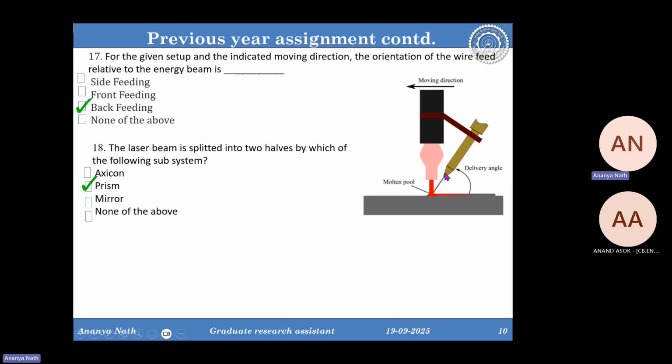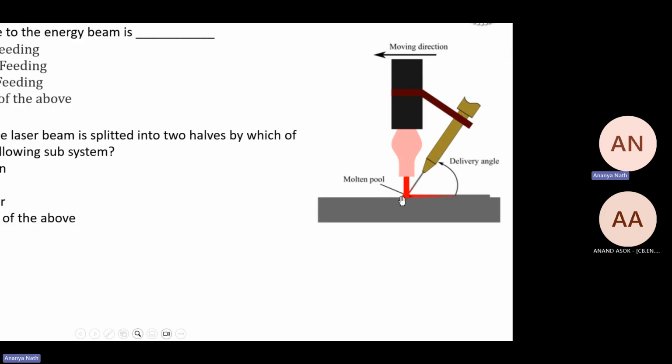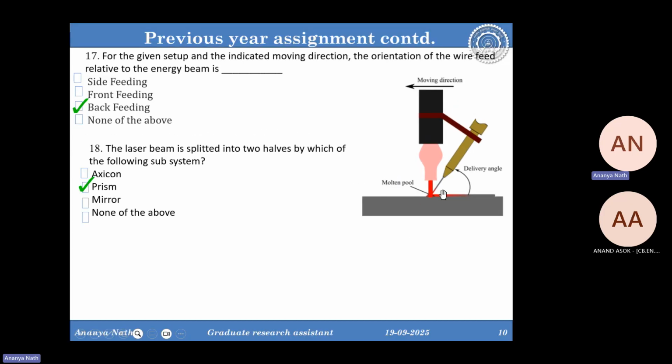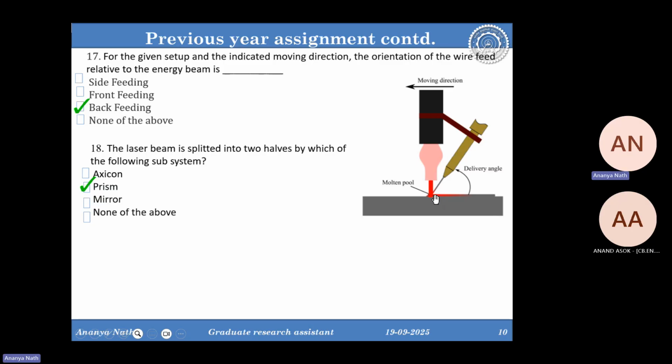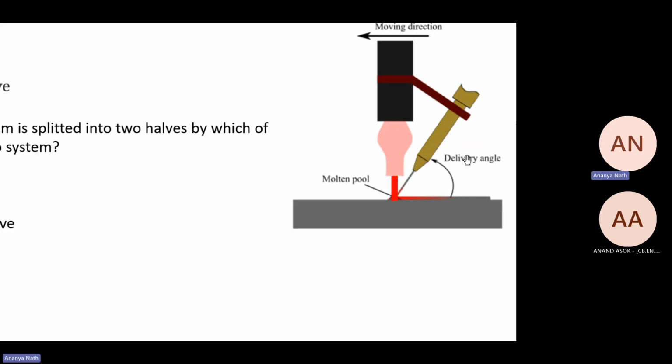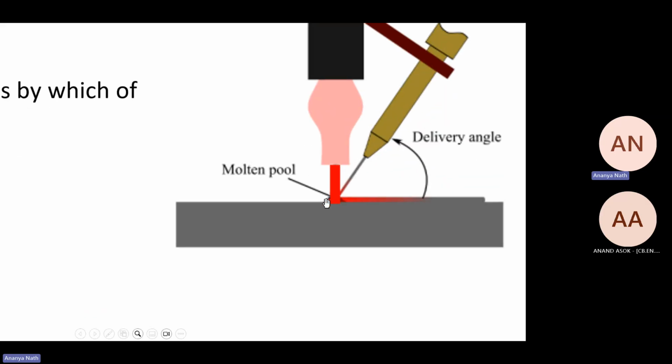So here, if you see the diagram carefully, the laser is the red one, which is coming at the front, and the wire is coming at the back. And from the back, I can see some melt pool is here. If you see carefully, the melt pool is behind the laser beam. In actual, you can see clearly that the wire is coming from the back, but in the picture, it's difficult to understand. So what is done here is this is the melt pool.